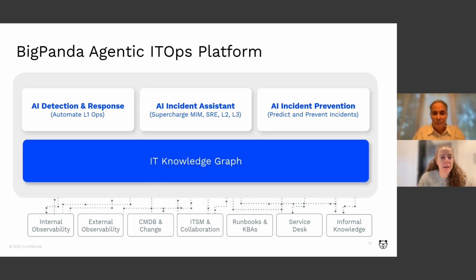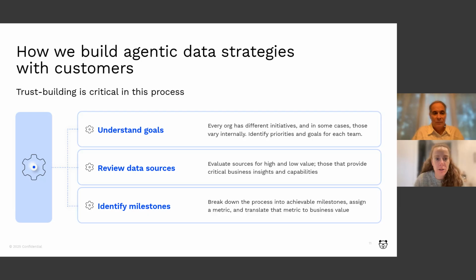Because the more that you have this data and knowledge and understanding, something we're playing around with is this idea of a digital replica of your IT organization that goes into this knowledge graph. And that really fuels each of these 3 products to deliver the outcomes that you need. And again, it comes back to the fact that you do not have to give BigPanda all of these things at once, but how do we approach that in a phased way? And C, you started to talk a little bit about how we're building those agentic data strategies. I know we talked a little bit earlier about how trust is so important.